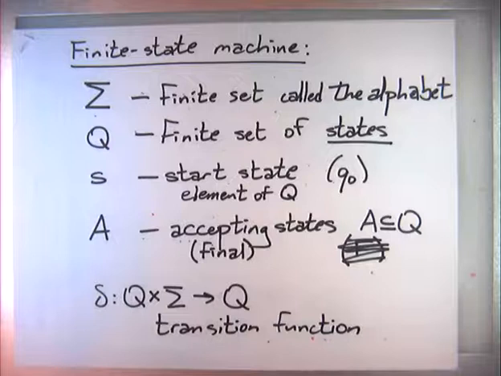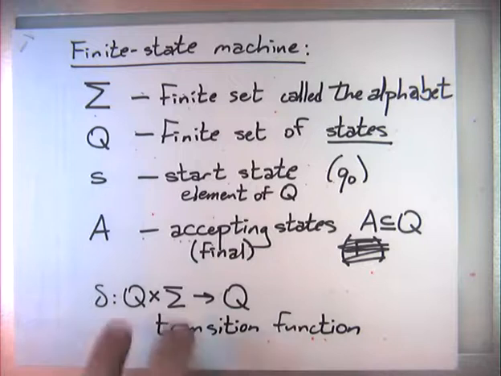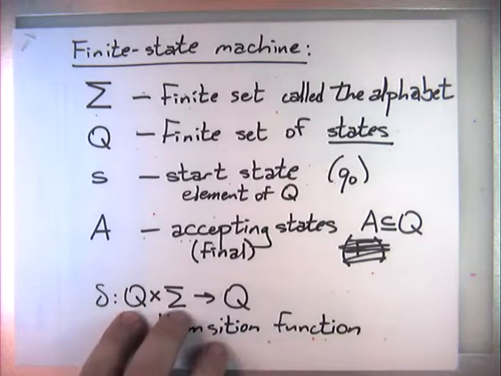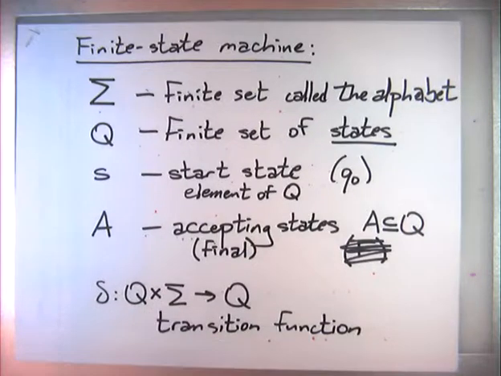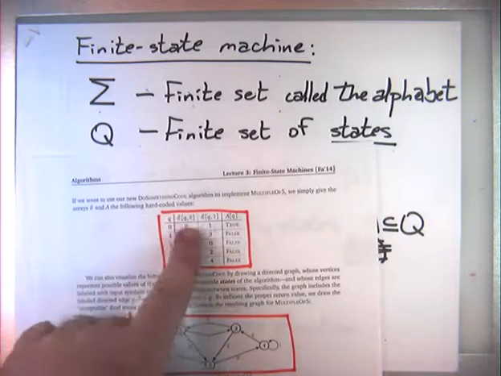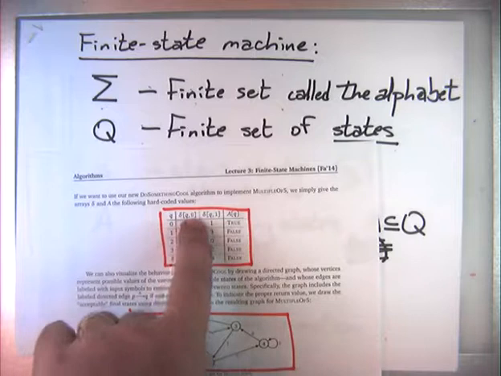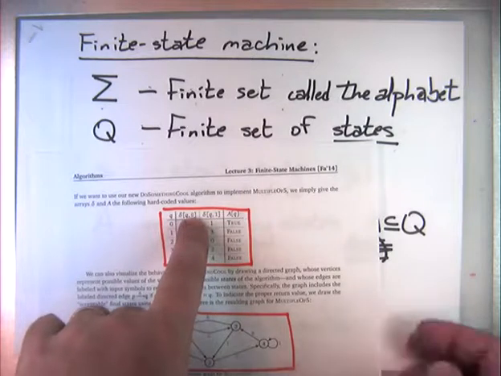Yes? What does the little X represent? It's the Cartesian product of those two sets. Okay, so an element of the set Q cross sigma is an ordered pair whose first element is a state and whose second element is a symbol. Right? So if you look here, I've written it here with brackets instead of parentheses, but that's what it looks like.